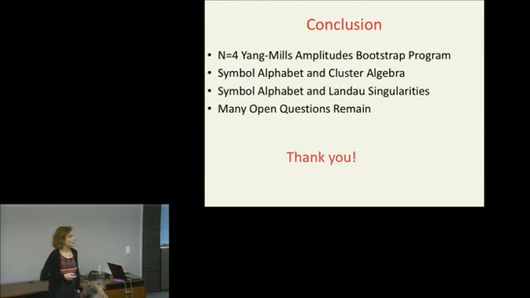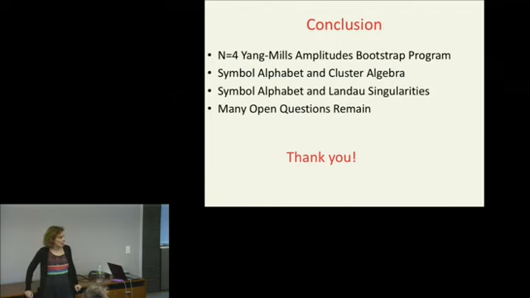Okay, so I'm going to conclude. So on time. So what did I do? I sketched for you this amplitude bootstrap program. The important ingredients, the two things that one needs to do: one needs to know the symbol alphabet, and then one needs to know the set of conditions to impose on this alphabet to constrain the resulting amplitude.